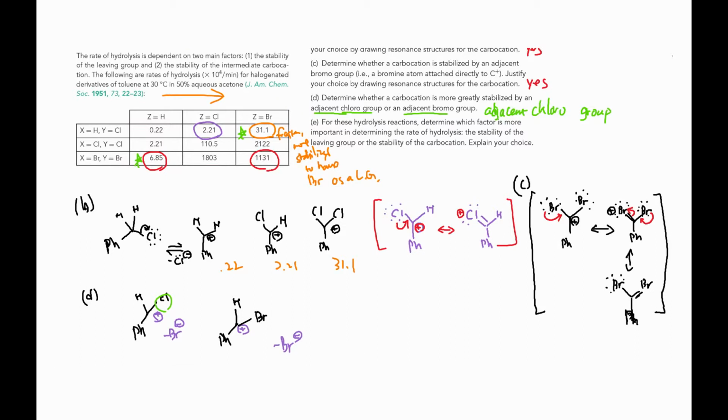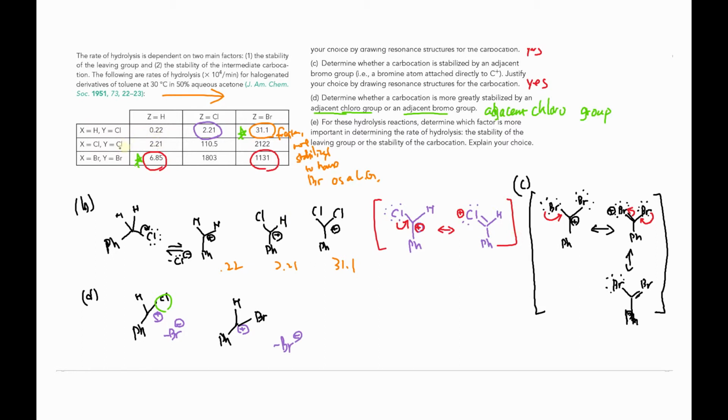Now for part E, for these hydrolysis reactions, determine which factor is more important in determining the rate of hydrolysis: the stability of the leaving group or the stability of the carbocation. Explain your choice. The easiest way is by realizing that the carbocation resonance structure was really the same for both chlorine and bromine. When we go back to part B and part C, we pretty much answer the same, except the numbers in the hydrolysis may be different. But other than that, the resonance structure was identical. Whether you have 2 or 3, it's very analogous.